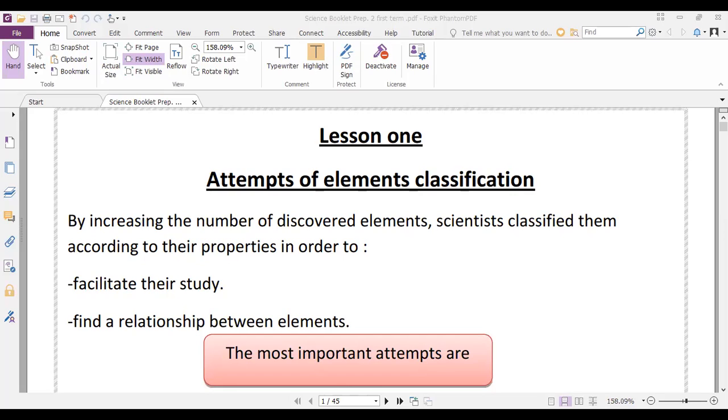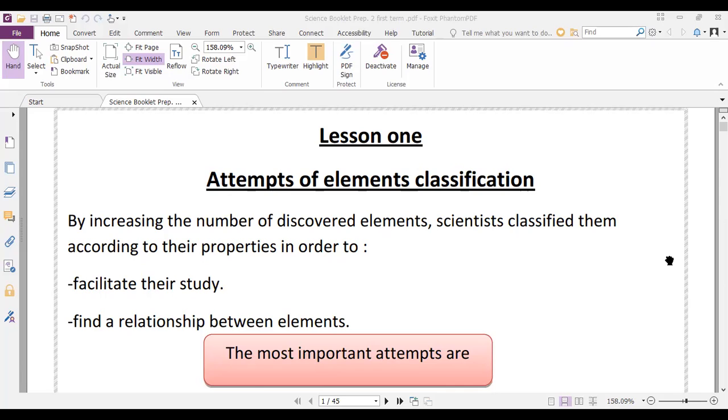So by increasing the number of discovered elements, scientists classify them according to their properties in order to what? Number 1, to facilitate their study. Number 2, to find the relationship between these elements.